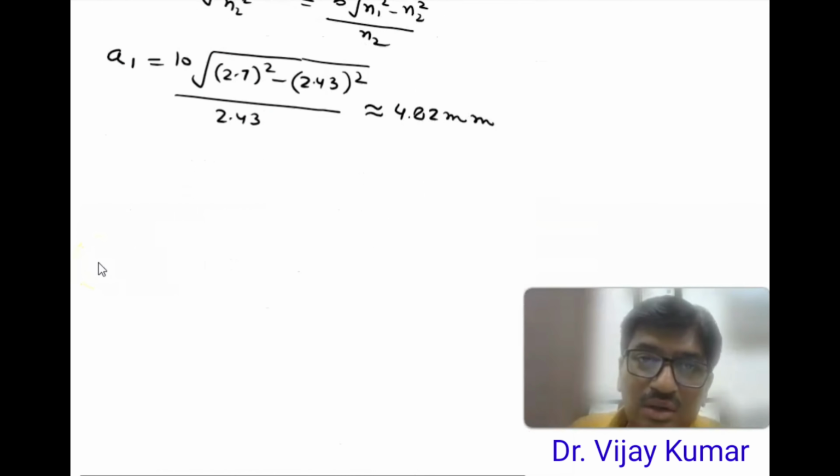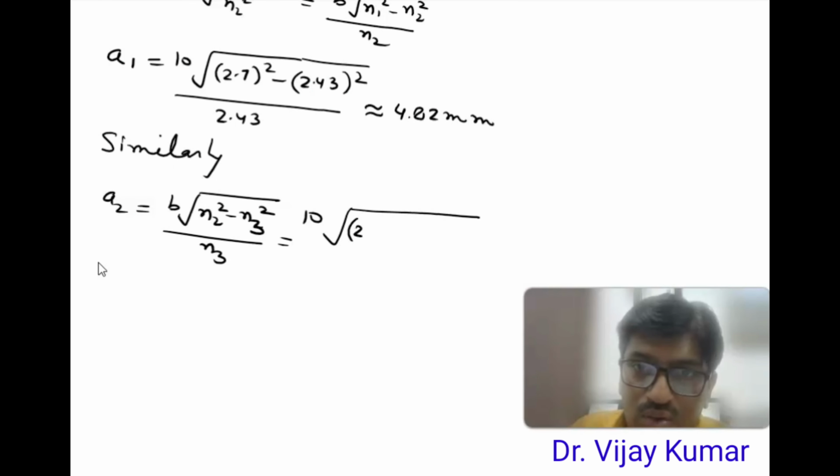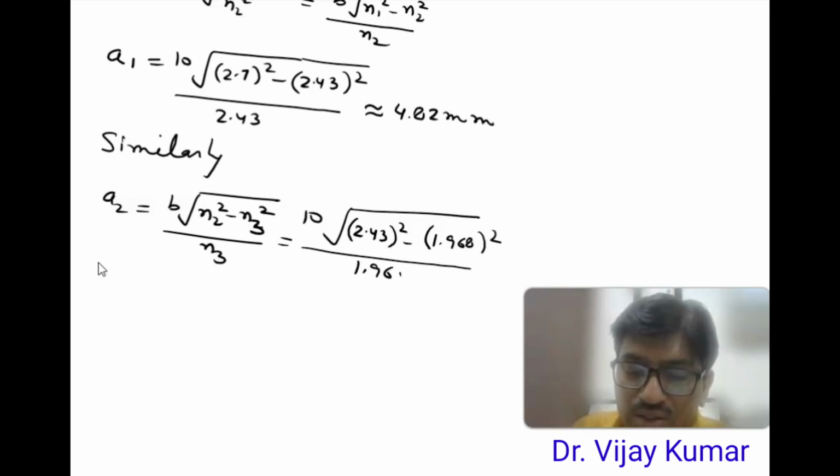Similarly we can calculate the value of A2, B under root N2 square minus N3 square upon N3. It becomes 10 under root 2.43 square minus 1.968 square upon 1.968. So it is about 7.243 millimeter.